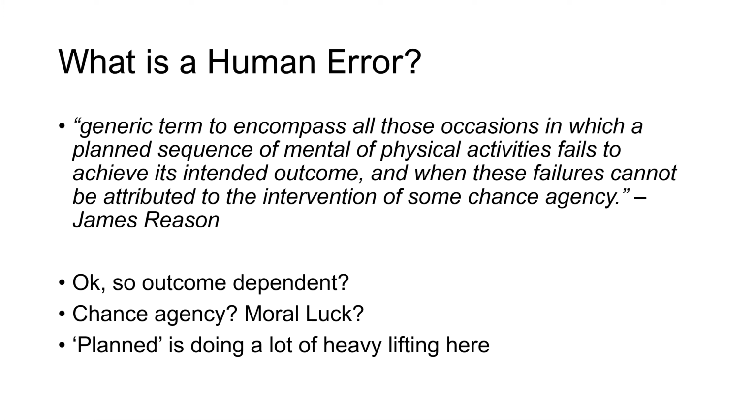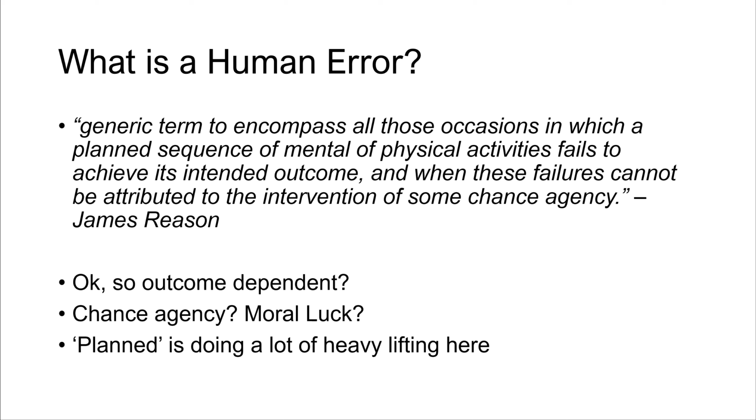So there's a lot of pieces going on here, but what we have is basically a planned sequence of activities or tasks, actions. They're planned by the human, so that's where we get intention, intent. And then there's an intended outcome, and then a disqualifier at the end, that failure that cannot be attributed to some other intervention, right? So it's a good definition, but it has a few different parts that are worth examining.